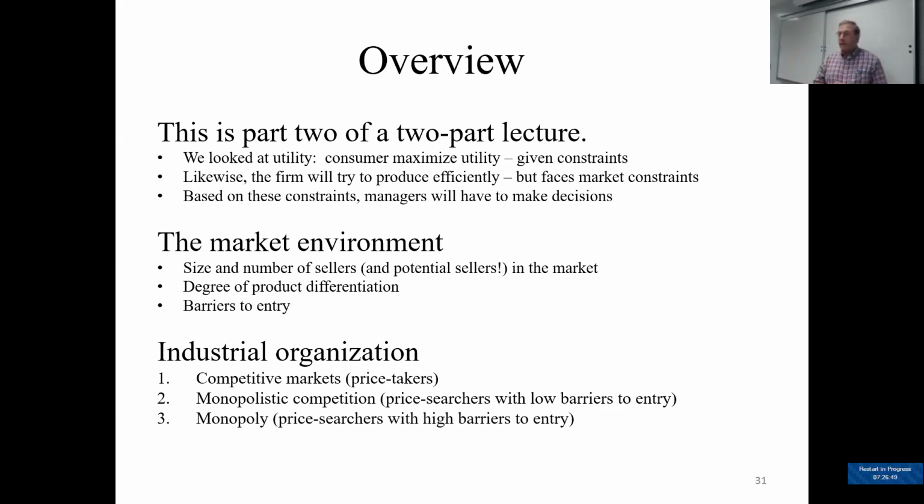Third, monopoly. Monopoly is not the board game in this case, with the guy with the monocle. Monopoly is simply a case where you have a price searcher who's making a differentiated product, and there are high barriers to entry. That means that nobody else can enter. We'll see that in some cases the high barriers to entry are economic, and in other cases they're going to be legal. But we'll come back and discuss all of those.